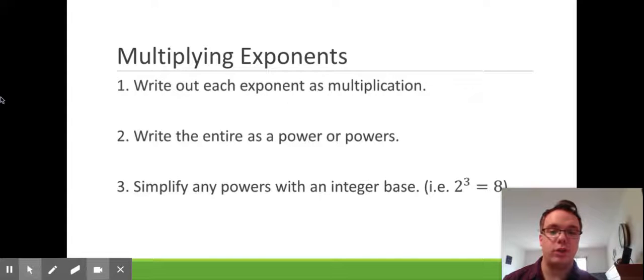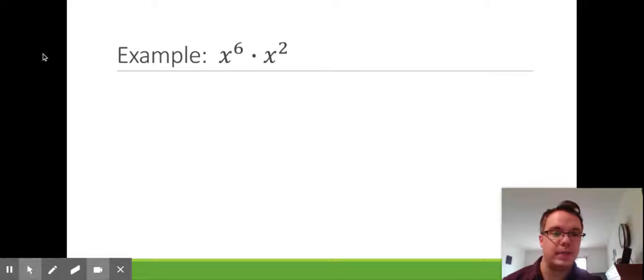And if we have any powers that have integer bases or numbers as bases, we're going to simplify them. Like 2 cubed equals 8, so 2 times 2 times 2 is 8. If we have any number to a power, we can figure out what that number is. So we're going to simplify that. All right, so the rest of the video should just be going through a few examples.